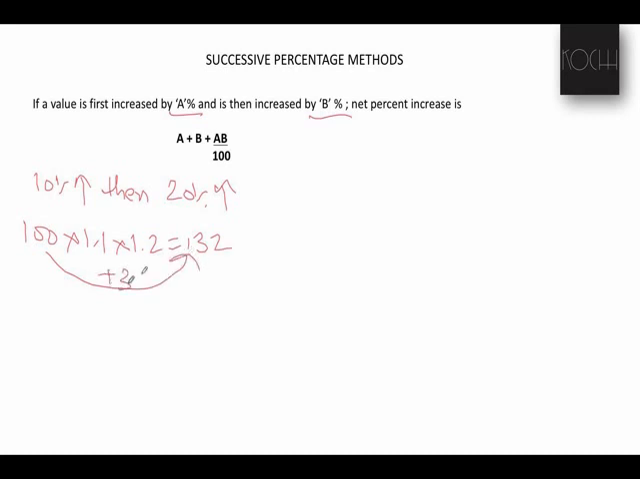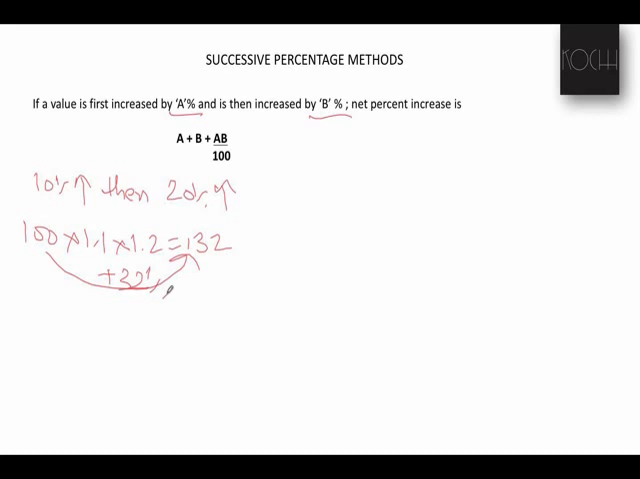So we also have a shortcut of successive percent methods. Suppose the value is first increased by A% and is then increased by B%. Then the net percent increase is A plus B plus AB by 100. Do you remember the question that we just solved? If a value is first increased by 10% and is then increased by 20%, what should be the net percent increase? By the basic formula, we solved it as into 1.1 into 1.2, which gave us 132. Now this is 32 more than 100, which means 32%.